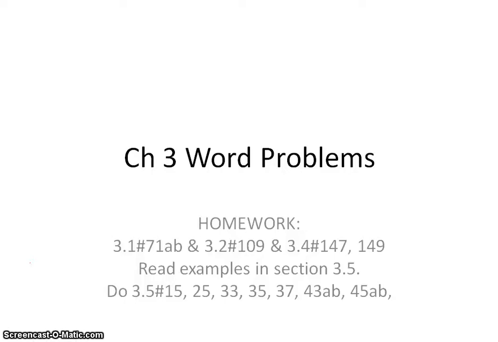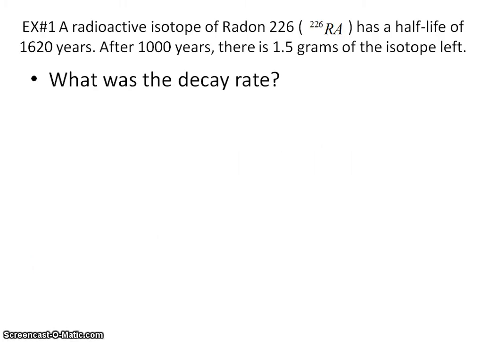Okay, class, today we are going to work on some of the word problems from chapter 3, and I'm going to focus on an example that has to do with radioactive decay. So for this problem we have a radioactive isotope called radon-226.